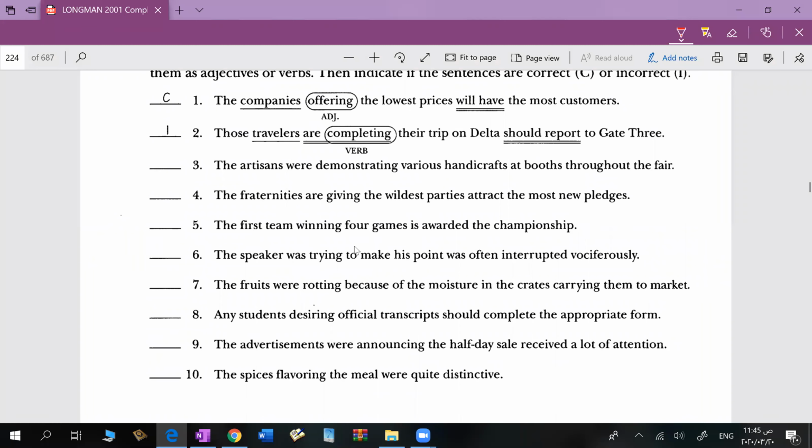Okay. I'll give you exactly 1 minute to solve these 10 questions. Just decide if they're correct or not correct.